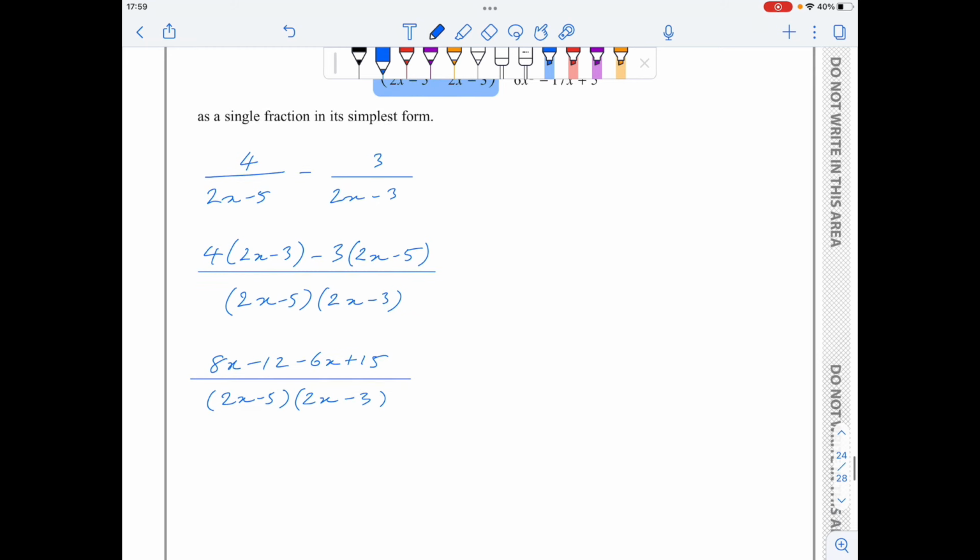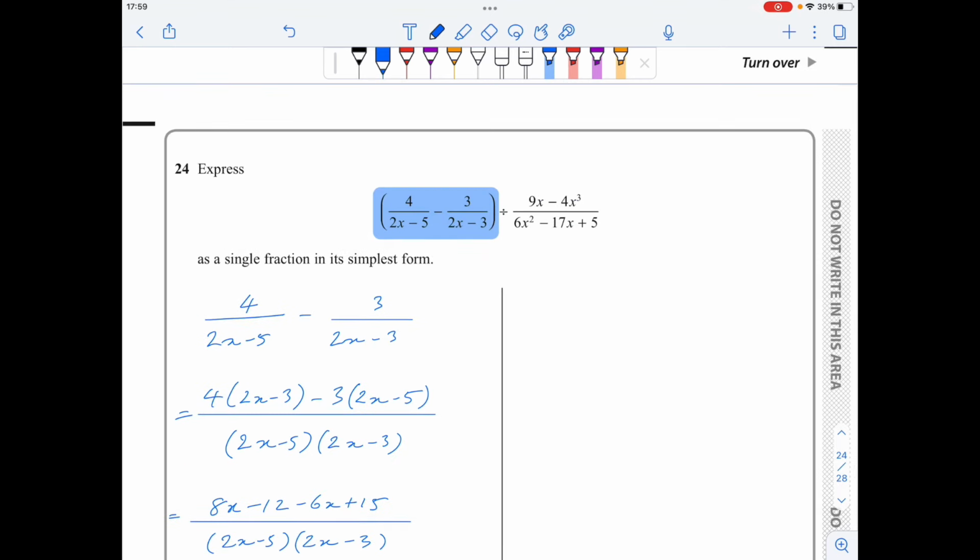And if I simplify this, I will get (2x + 3) over (2x - 5)(2x - 3). Nothing cancels out, so this is as simple as it can get. Now, for the second fraction, I have the following: (9x - 4x³) over (6x² - 17x + 5). Now, the numerator has a common factor of x, so x(9 - 4x²), and I'll factorize the denominator.